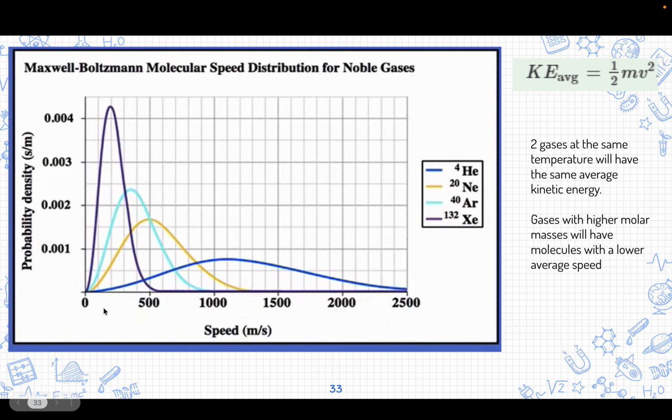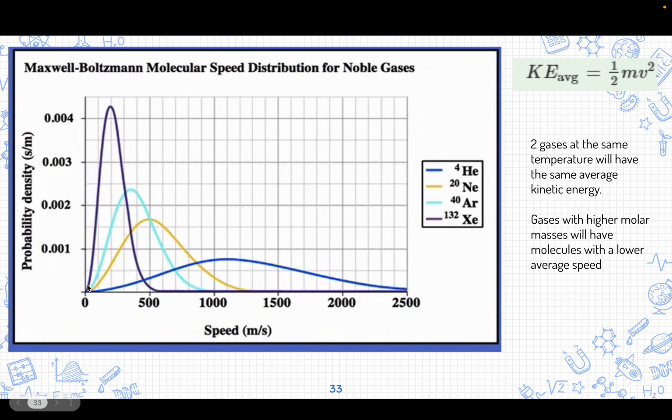And we could take a couple things from this graph. The reason that the graphs are different shapes is because they are all the same number of particles, so we have to account for every particle. And you can notice that not every particle in a sample of gas has the exact same speed.